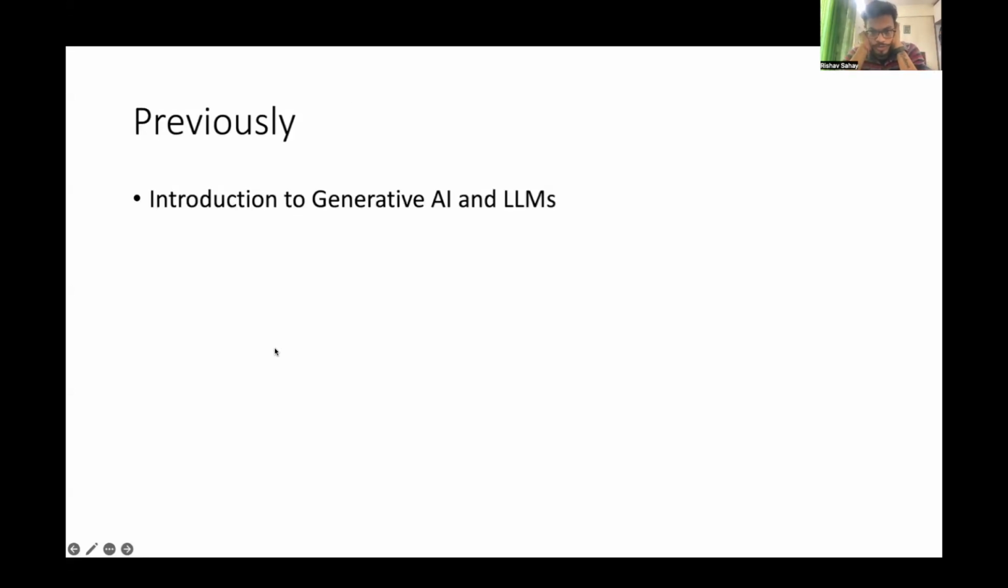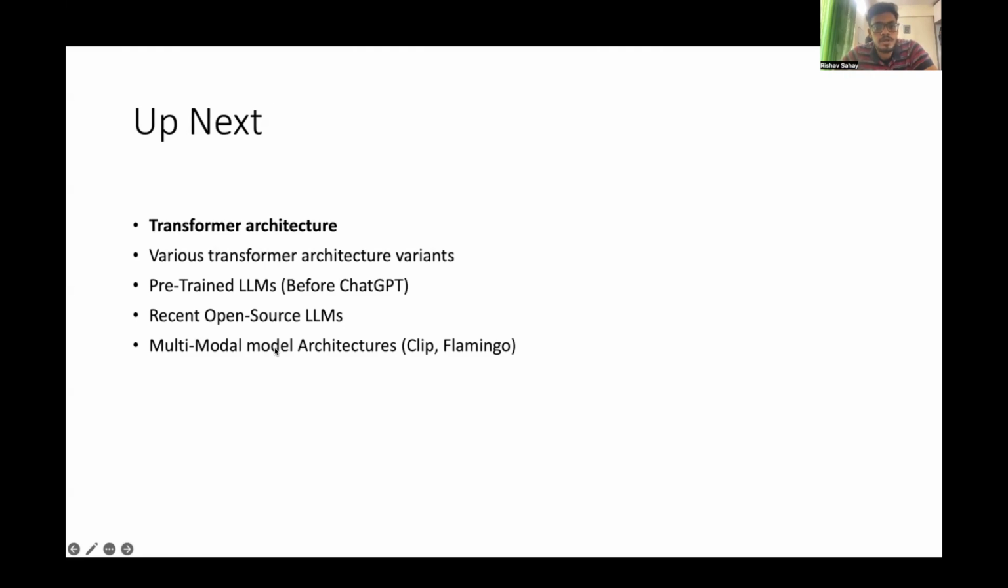We have already looked into the introduction to generative AI and LLMs in the last session. We'll now move into the next section where we cover the different transformer architectures, various pre-trained LLMs which came pre and post the ChatGPT era, and also take a sneak peek into multimodal LLMs like Flamingo and CLIP. Here's what we have lined up for the session.